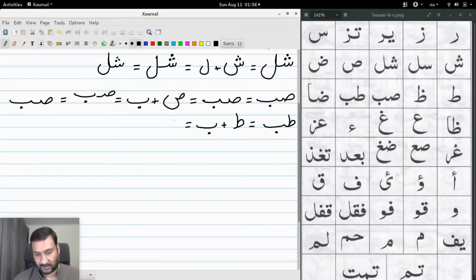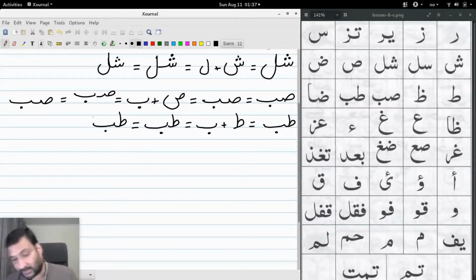So this is a no-brainer, of course. Ta appears in the beginning, and it is retaining its shape. Ta, and then ba joins it. So ta is a special alphabet letter which retains its shape in the beginning of the word, in the middle of the word, and also at the end of the word. So this is a very special letter. It retains its shape everywhere.